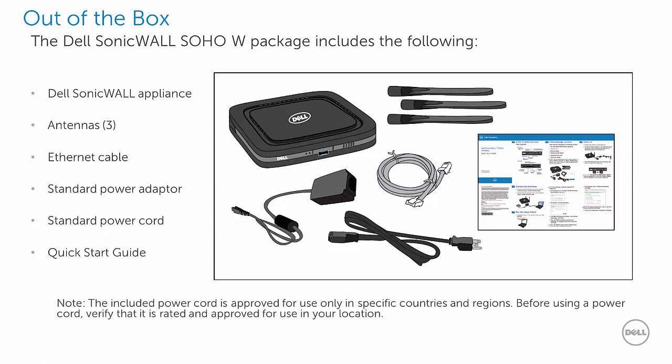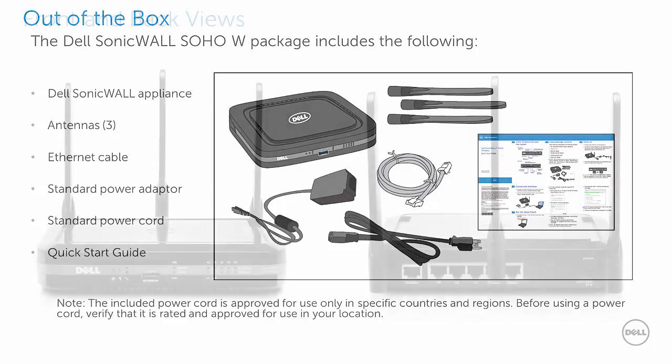Thank you for purchasing the Dell SonicWall SOHO Wireless. Out of the box, you'll get a Dell SonicWall SOHO W, three antennas, an Ethernet cable, a standard power adapter and cord, and the quick start guide.